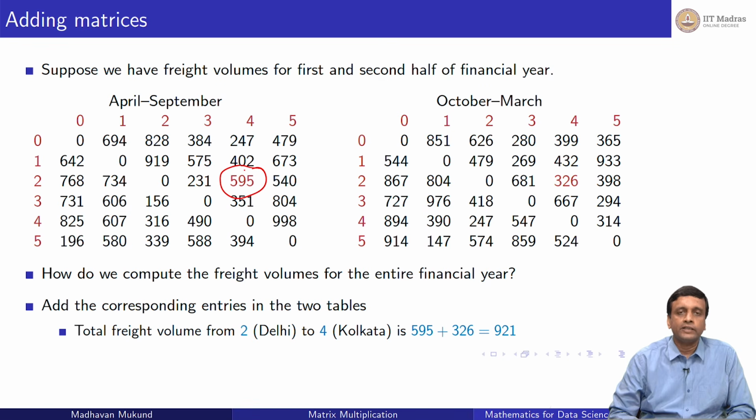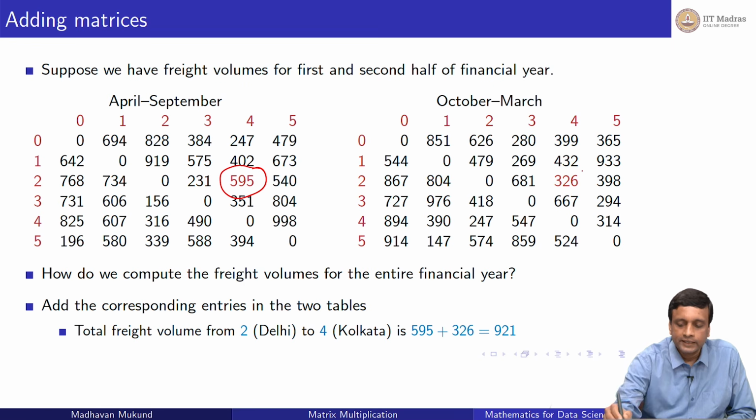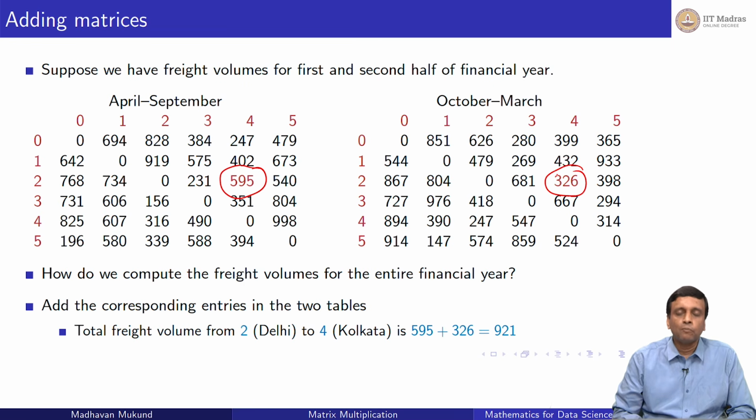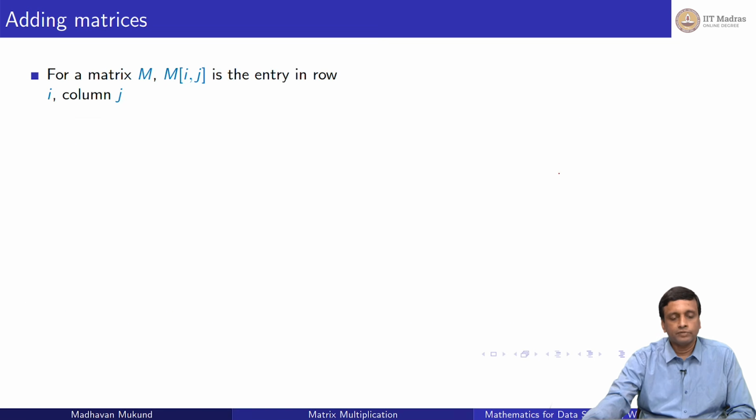It says there were 595 million tons or whatever it is from Delhi to Calcutta in the first half, and then the second half of the year was 326. So clearly, put together, it was 595 plus 326, which is 921. Right? This is how we would compute this information.